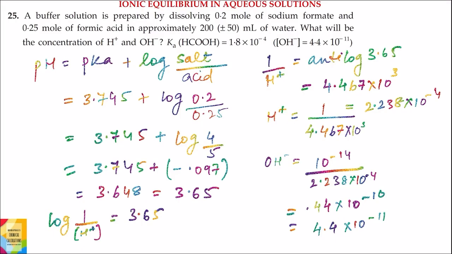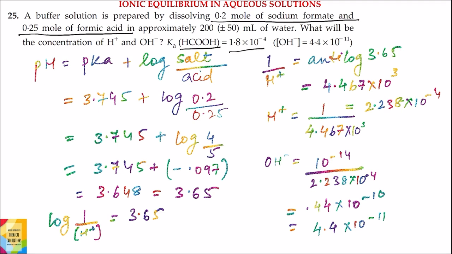A buffer solution is prepared by dissolving 0.2 mole of sodium formate and 0.25 mole of formic acid in approximately 200 milliliter of water. The volume of water varies between 200 and 250, plus or minus 50. It may be 200 plus 50, that is 250 milliliter, or 200 minus 50, that is 150 milliliter of water. What will be the concentration of H plus and OH minus? The acid dissociation constant for formic acid is given as 1.8 into 10 to the power minus 4.